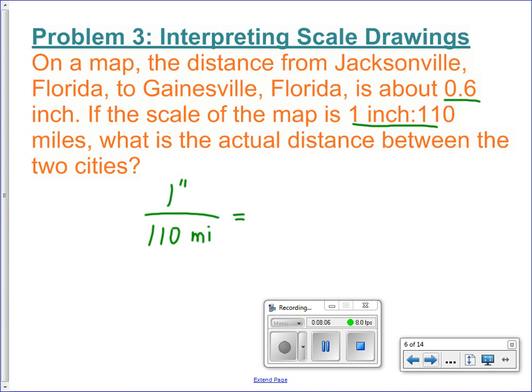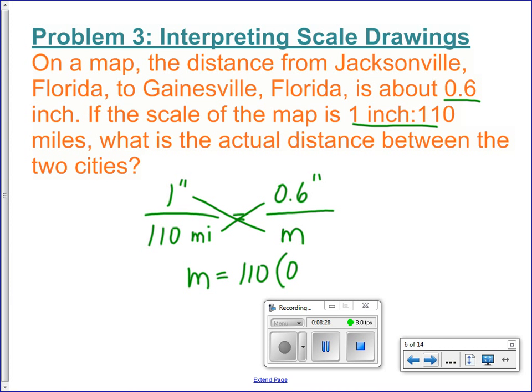So we are told that on the map it's a distance of 6/10 of an inch. Okay? And we want to know the actual distance, and we'll use m for miles. All right, so let's cross multiply. 1 times m is 1m. That will be equal to 110 times 6/10. And multiplying that out, we get 66, and that will be miles. So, to answer the question, the actual distance between Jacksonville, Florida and Gainesville, Florida is 66 miles.